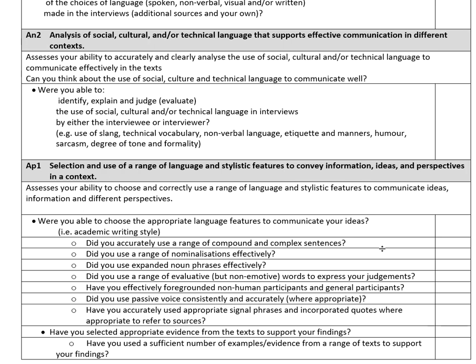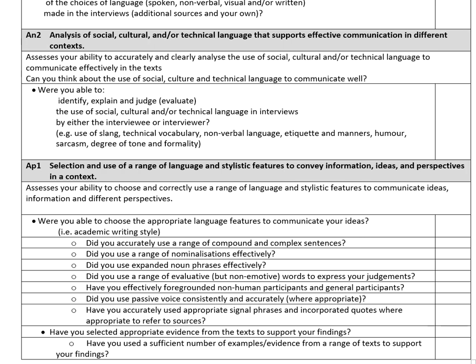This assesses your ability to choose and correctly use a range of language and stylistic features to communicate ideas, information, and different perspectives. So, can you use the language to talk through your ideas and to tell me your information, but also different viewpoints? So, were you able to use appropriate language to communicate your ideas? Did you accurately use a range of compound and complex sentences?